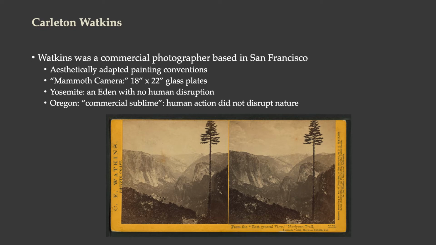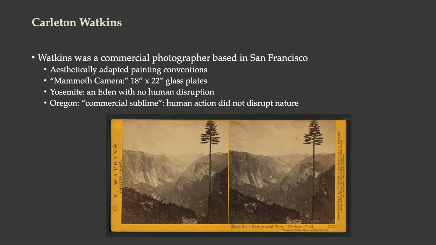He's known for what they called the mammoth camera, an enormous camera, custom built, that shot to 18 by 22-inch glass plate negatives. He's well known for his photographs of what would become Yosemite National Park. It was just a region of California at the time. It wasn't a park yet, but his photographs were instrumental in convincing the government to make it a national park.